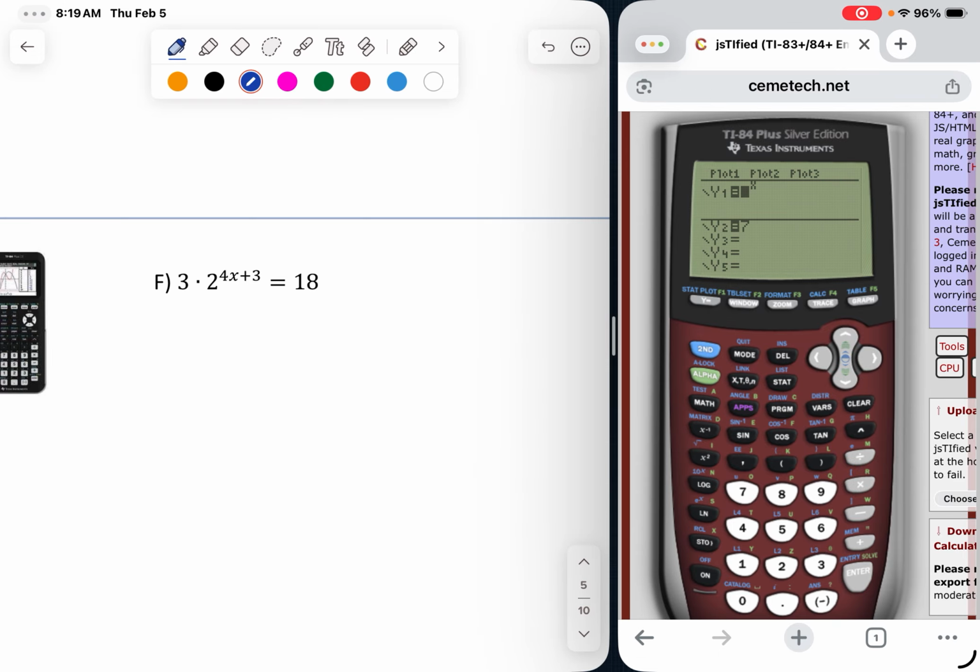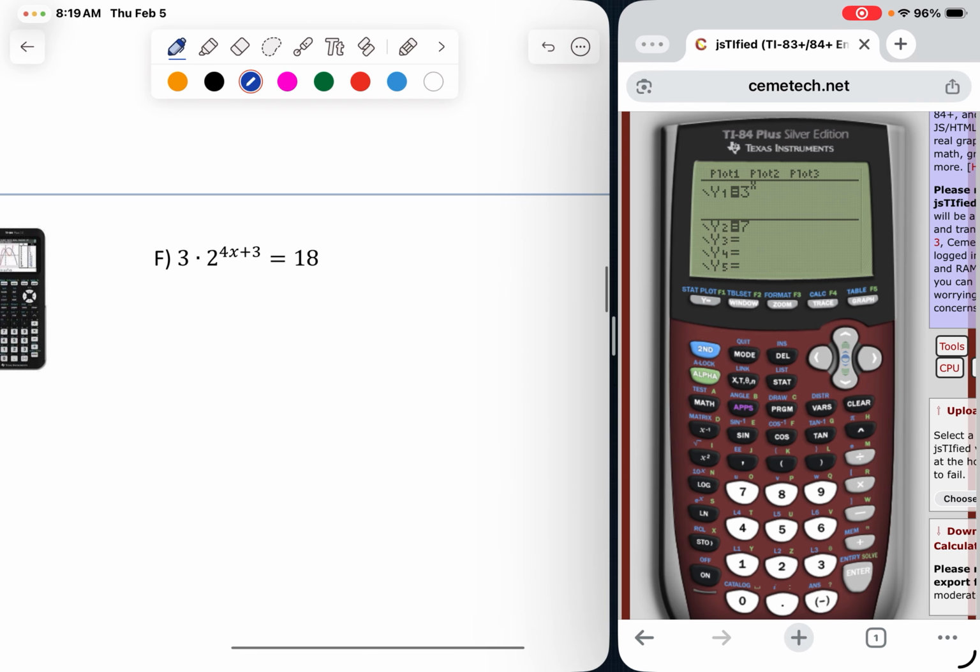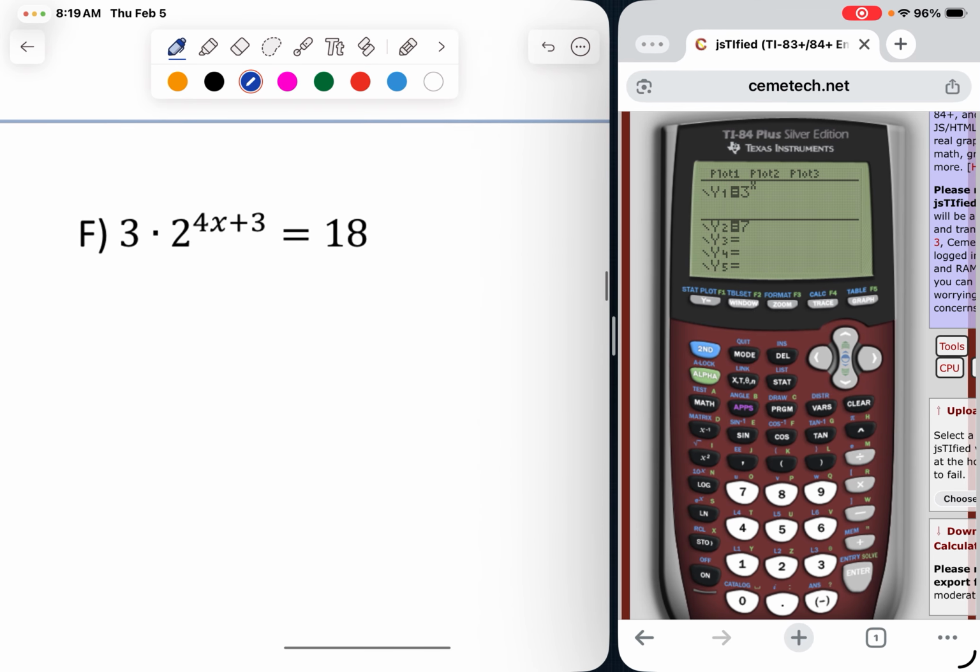All right, let's go do the other one. Same idea. In Y1, we could put the left-hand side, but what I first should see is that this base isn't isolated. I can't get 2 and 18 to have the same base, but there's that 3 in front, so I should divide both sides by 3 to see if something better happens. So we have 2 to the 4x plus 3 is equal to, come on, 6? No. I cannot rewrite 6 as a base of 2.